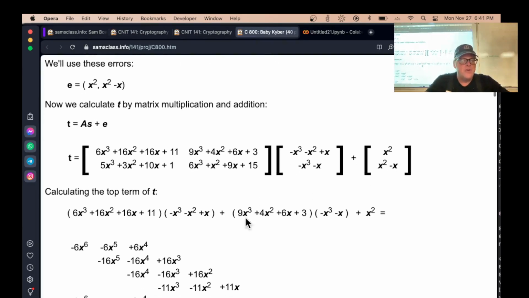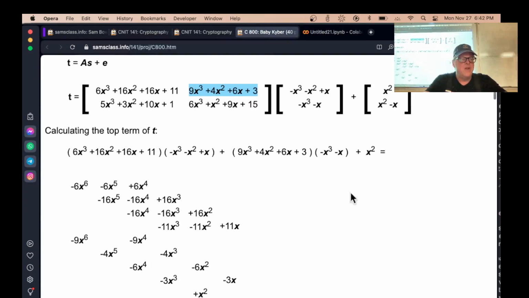So the top term is this quantity here times this quantity here. Let me highlight that better. My mouse will not let me do it. All right, here, plus this quantity, the 9 times the minus x, plus the top element here, x squared. That's what the top term is going to be. And so you just multiply it out.